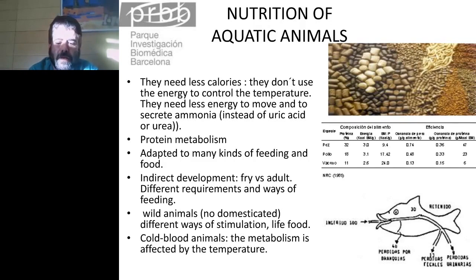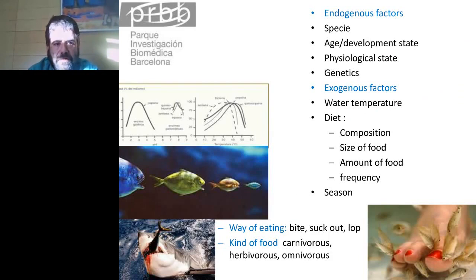So just summarizing these nutrition issues, we have to take into account that the feeding rate will be determined by different factors. We have endogenous factors that are related to the fish, such as the species, the age or development stage, the physiological stage, or the genetics. And on the other hand, we have exogenous factors that are more related to the environment, such as the water temperature or the season, or related to the food itself, such as the composition, the size of the pellet, the amount of food, or the frequency with which we give this food.